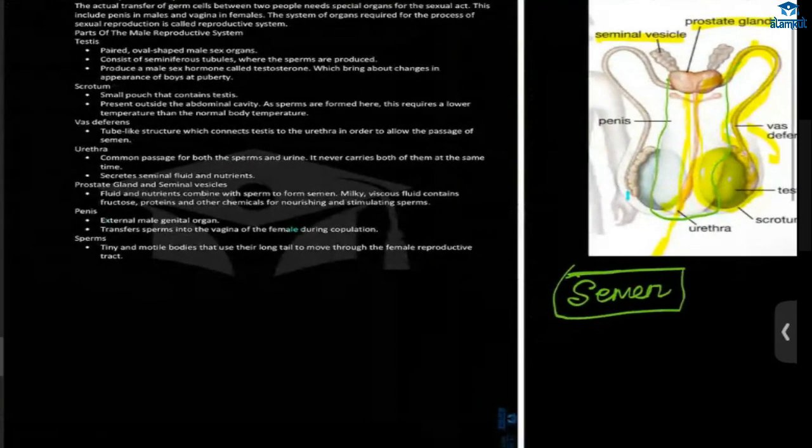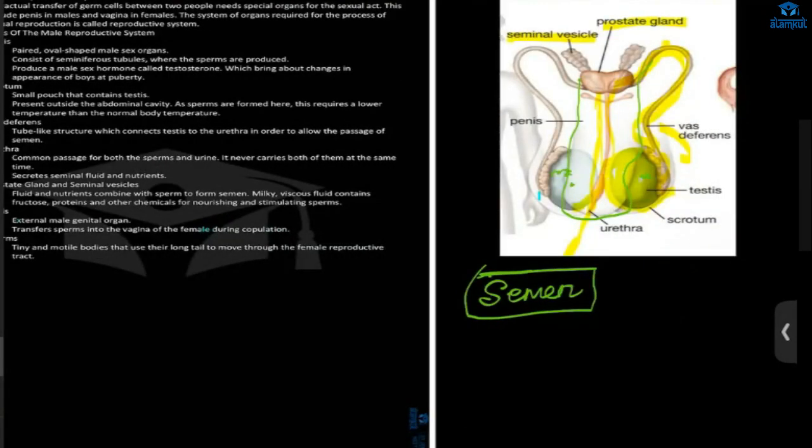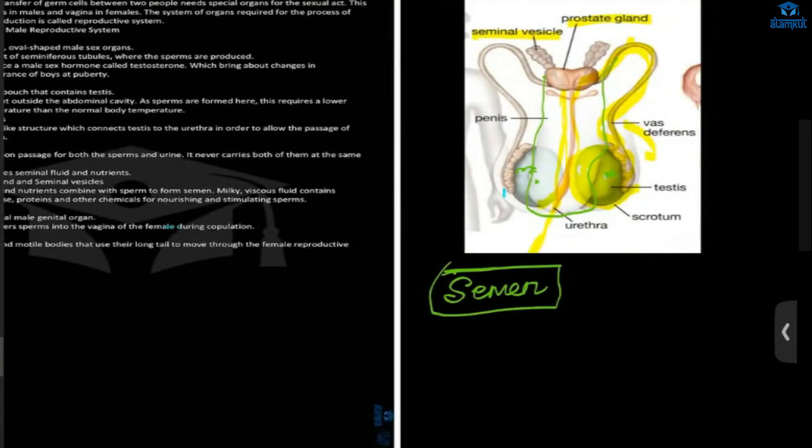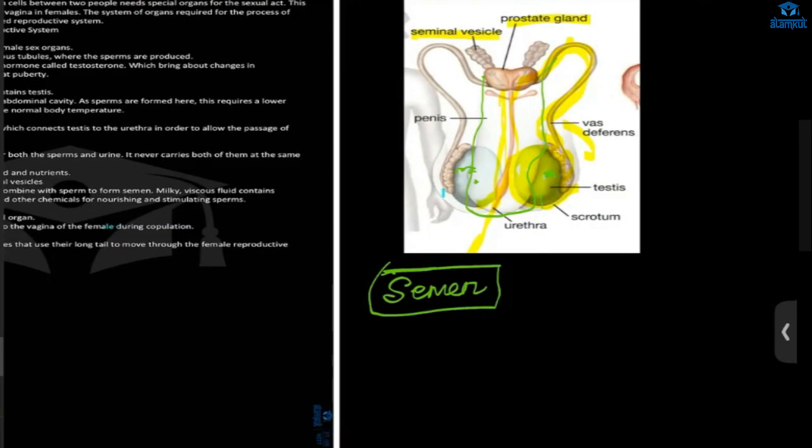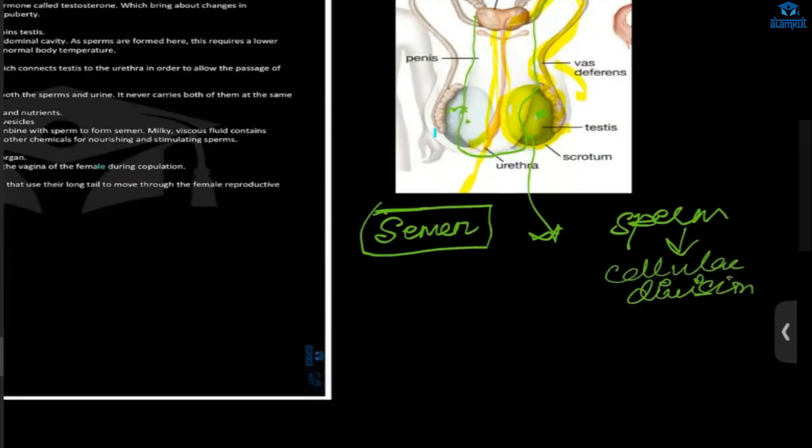The first thing is the testis. It is paired, two testes are present. In the testis, sperms, the male gametes, are produced. And how is the male gamete produced? By which cell division are sperms produced? Mitosis or meiosis? Tell me.